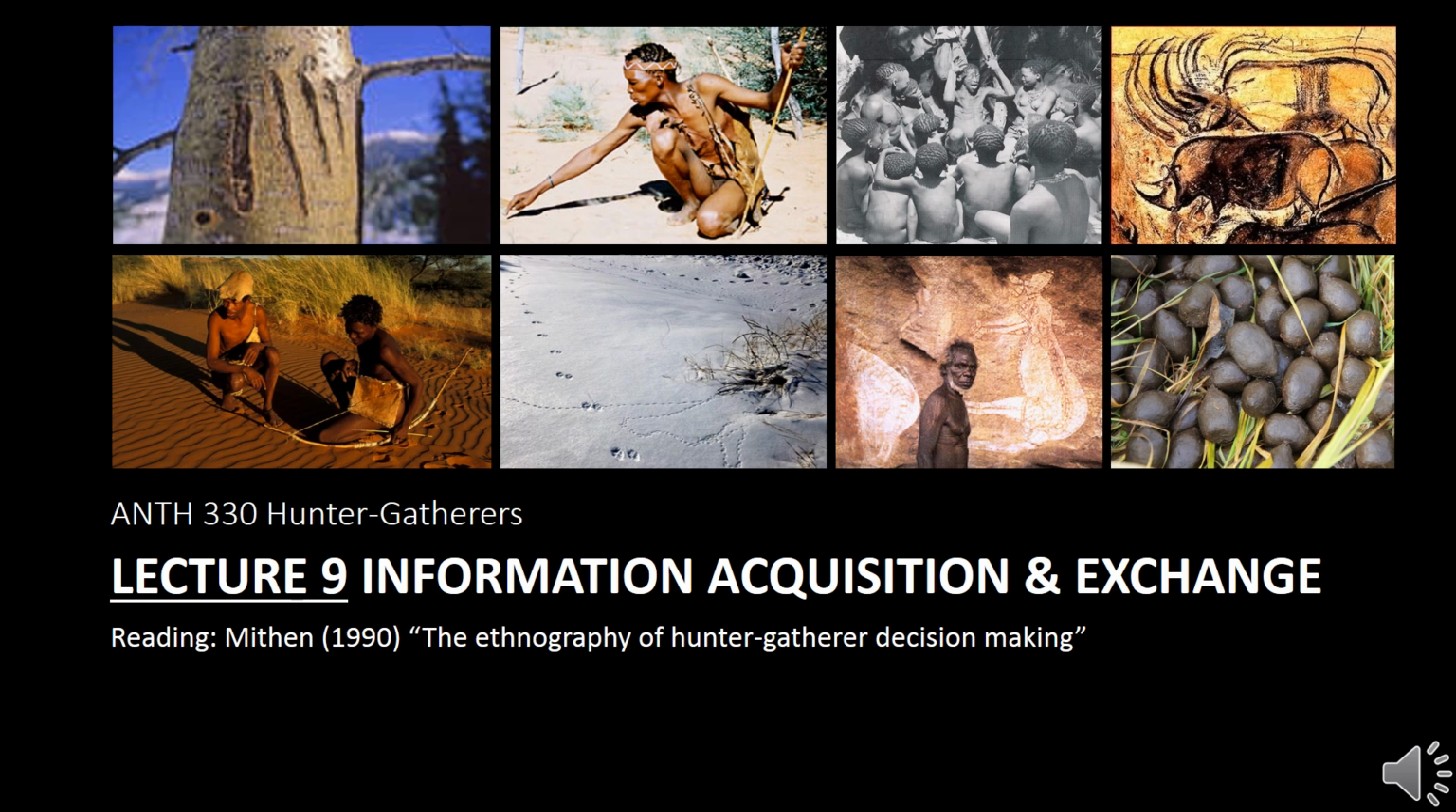Welcome to Lecture 9 of Anthropology 330, Hunters and Gatherers. This lecture covers the chapter by Mythen on the ethnography of hunter-gatherer decision-making. In this lecture, we'll look more closely at the kinds of information foragers use to locate and acquire plant and animal resources, as well as the methods they use to acquire that information.